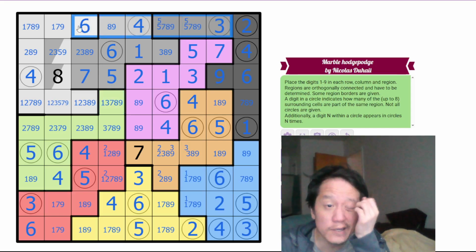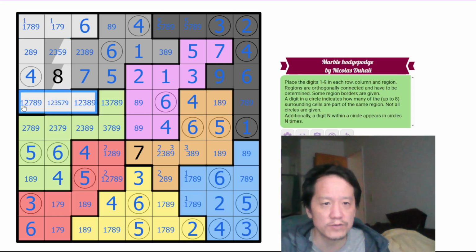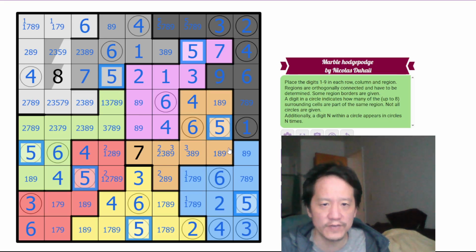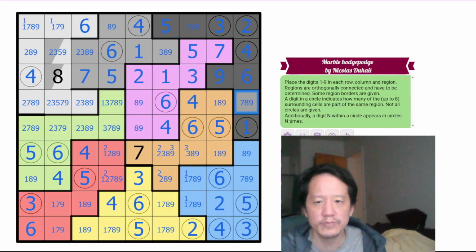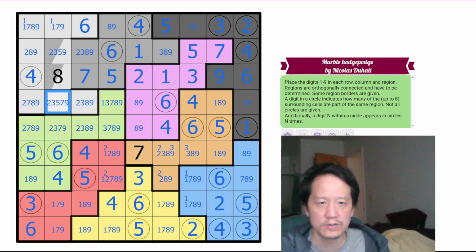We know we need a 1 then for the light region here, which eliminates 1 in the rest of the light region. So this can't be 1 here. We need a 5. Actually, I think we have 8 5s too. Oh, yeah. Well, this can't be 5, so this has to be a 5 here. These can't be 9 anymore. We have 8 5s. We know where the last 5 has to be. It has to be here. This can't be 5.